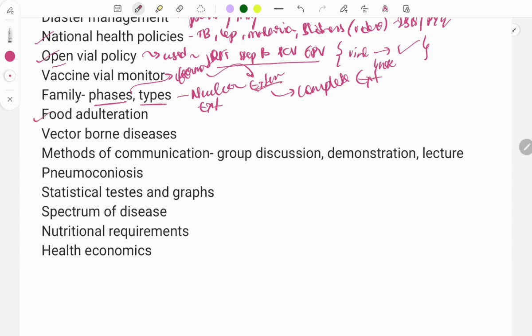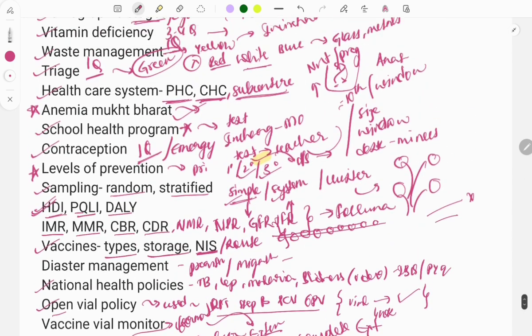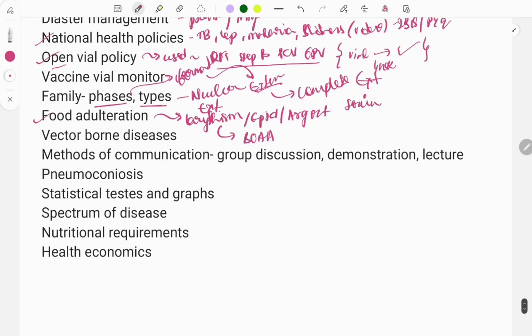Then moving on to food adulteration. So food adulteration means lathyrism, then epidemic dropsy, then endemic ascites, ergotism. Okay, so questions are asked on the toxin and the food adulterant present. Let me give you an example of lathyrism. The toxin present is BOAA, and the adulterant is kesari dal.